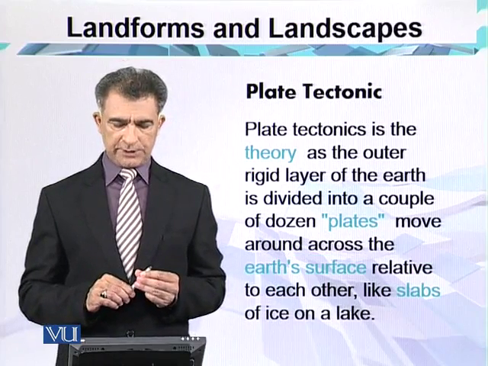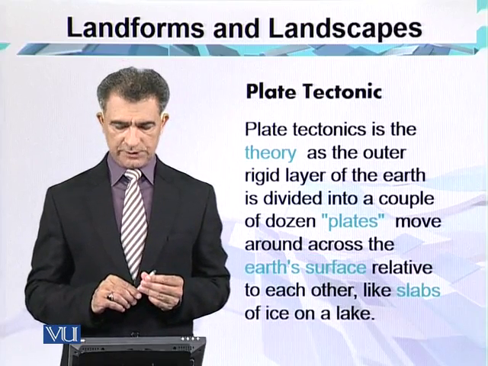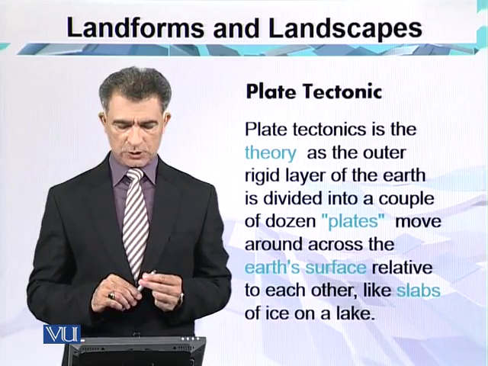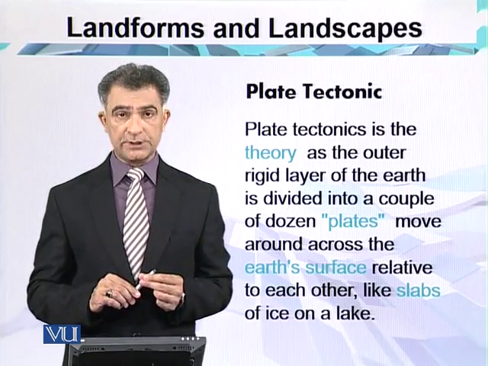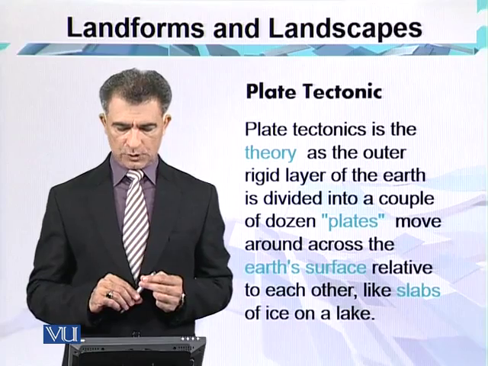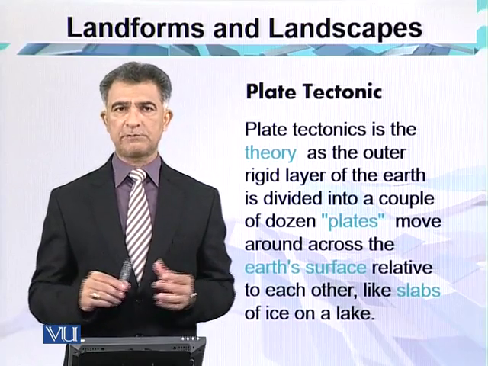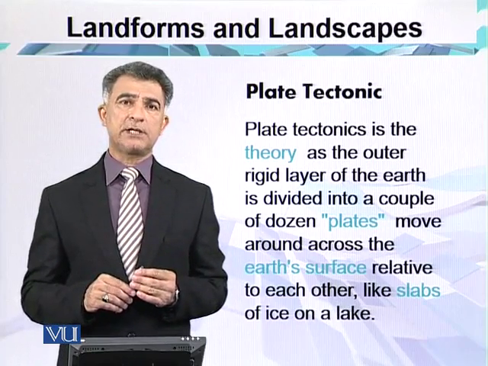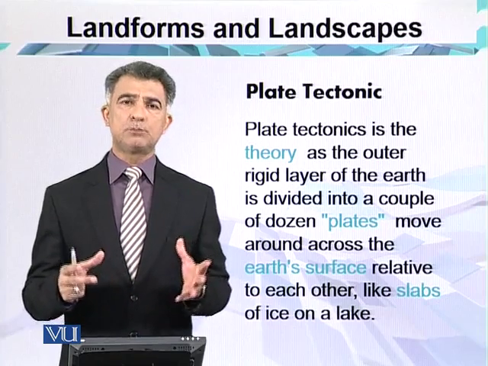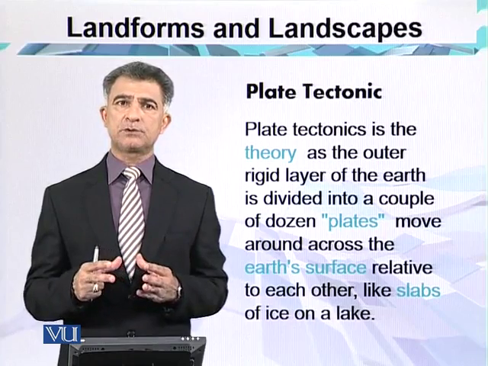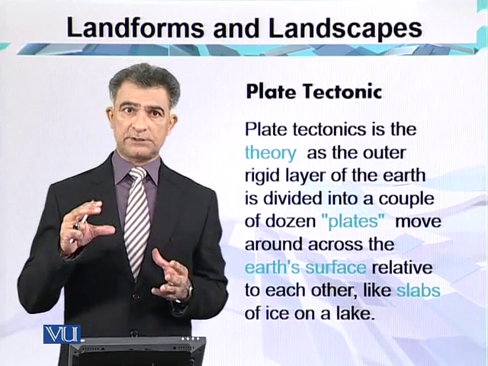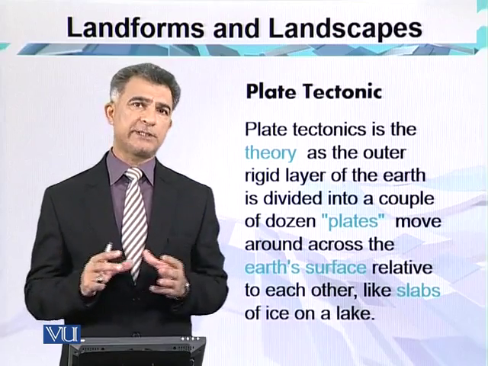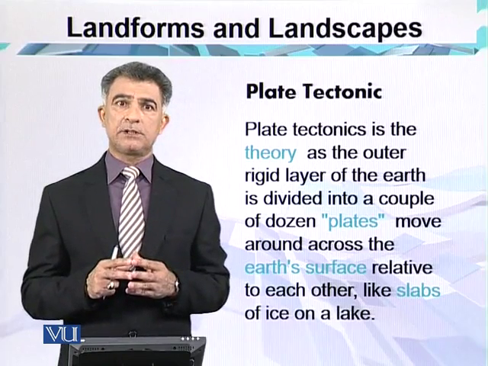Plate tectonics is the theory that the outer rigid layer of the Earth is divided into a couple of dozen plates, which move around across the Earth's surface relative to each other like slabs of ice on a lake. Now here we have a beautiful example: the continental plates are moving like a raft. Raft means a wooden boat. So one third of the total part of the boat is over the surface and two thirds is below the surface. So the continental plates are moving like a raft. Why? Because of the lesser density.